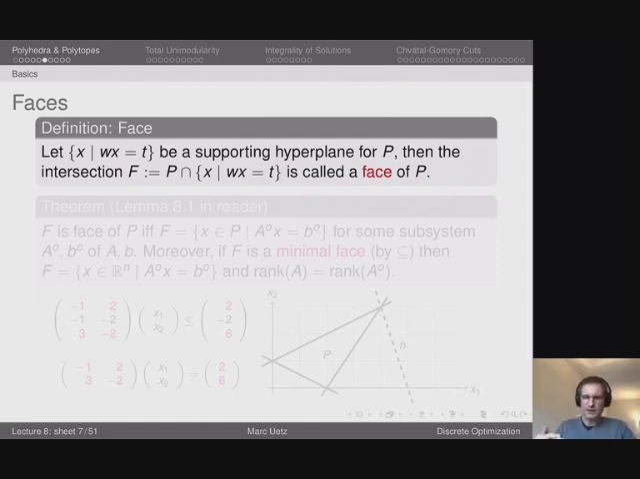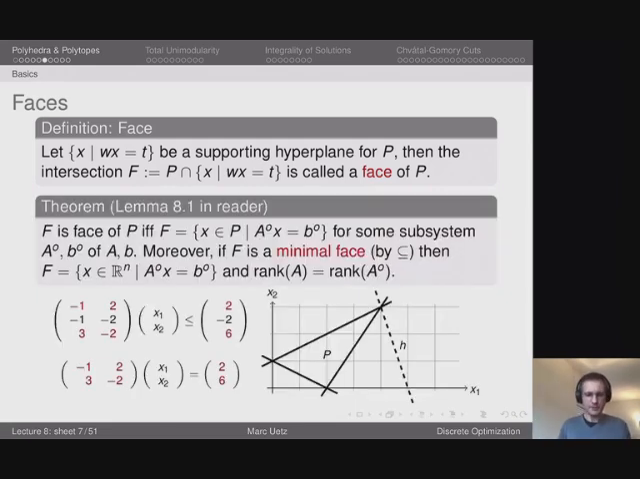Okay, and we have an important theorem on the characterization or the description of such faces. The faces of a polyhedron really can be seen as the outer description of a given polytope. And the theorem is the following. Any face of the polytope can be described essentially by taking a subset of the defining linear system.